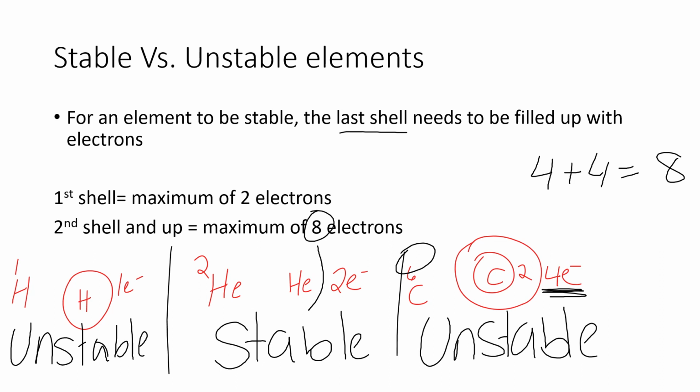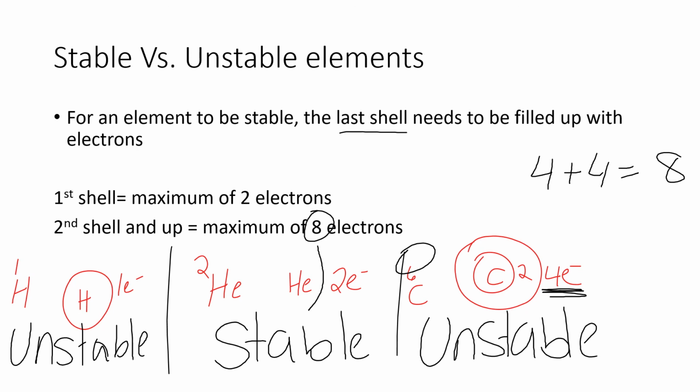No, always look at the last shell of the element, see how many electrons it is carrying, and figure out whether the shell is filled up or not. So since this is the second shell of carbon and it's only carrying 4, that's not completely filled up, so it actually needs 4 more so that it would be 8, and that would mean that it's completely filled up.